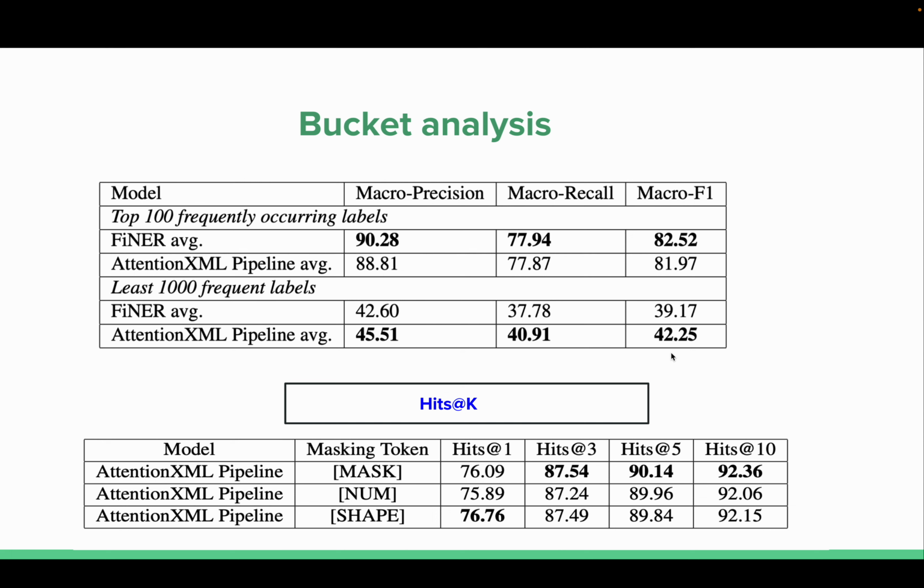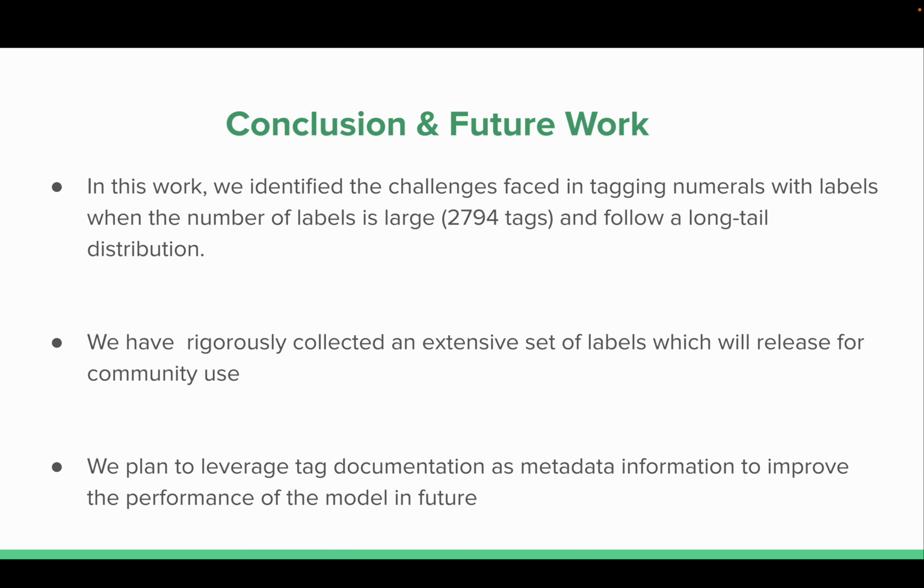Essentially, from the application perspective, we are more interested in the hit at K. For the AttentionXML pipeline with the masking strategy we tried, we get almost 90% hit at 5 score. So if we give a ranked list of the top 5 tags, it will be 90% accurate, which would be very beneficial for the annotators to annotate from, and it will be beneficial for any manual annotation. So we can automate in that way.